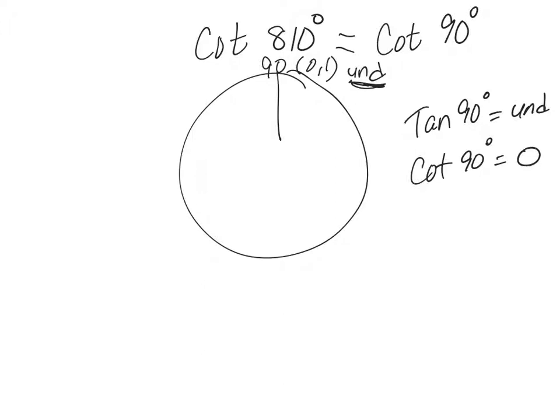Well, look at this. If your tangent is 1 over 0, because it's sine over cosine, right? Your cotangent is 0 over 1, and that's equal to 0. So the reciprocal of undefined is 0. The reciprocal of 0 is undefined. So if you're flipping a 0, you get undefined. If you're flipping an undefined, you get 0.